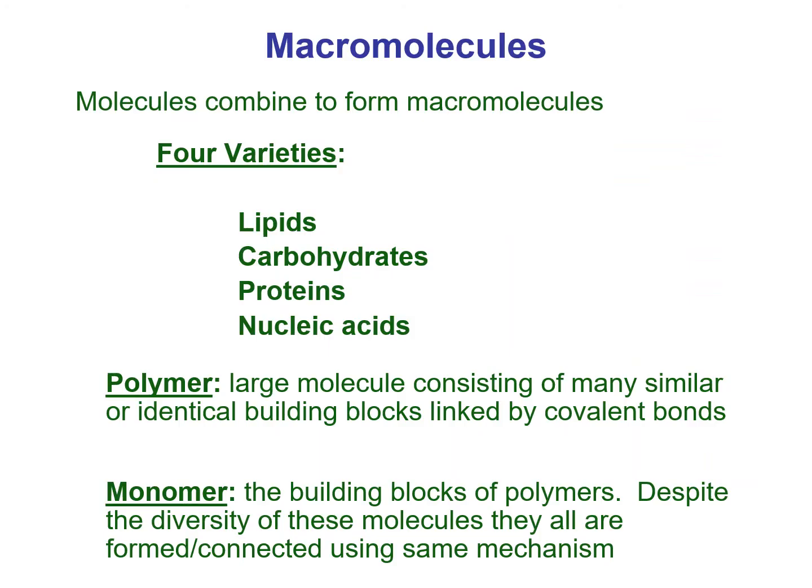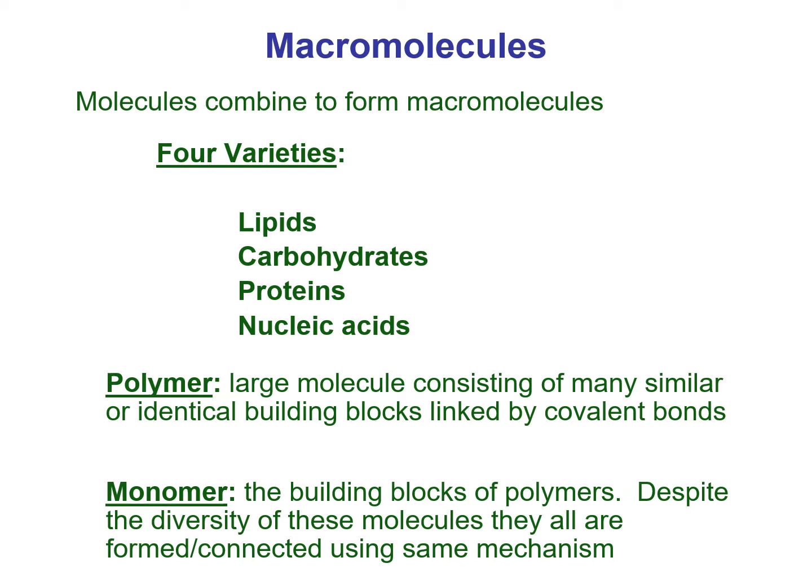So now that we've talked about some basic organic chemistry, let's go on and look at the actual macromolecules. There are 4 varieties. We have lipids, or fats. We have carbohydrates, which are sugars and also structural molecules as well. We have proteins, and we have nucleic acids, which are RNA and DNA. A few terms that we should go through first.